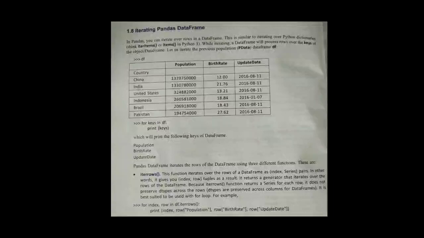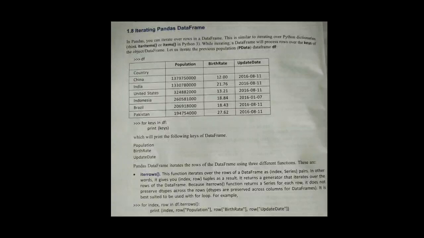So the question arises, what is meant by iterating? Iterating means accessing a data frame in pandas, that is, how to access elements of pandas one by one or on the basis of an iteration condition. You can iterate over rows in a data frame. This is similar to iterating over Python dictionaries. Before, we have seen what a dictionary is and what a list is. So how we iterate a dictionary, in the same way we need to iterate the data frame also.